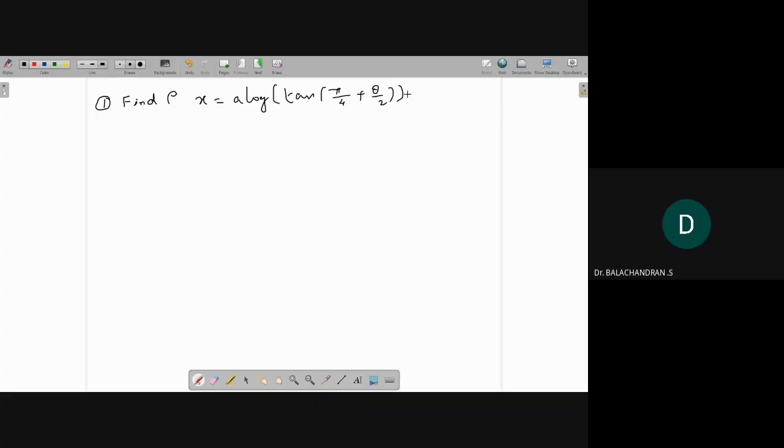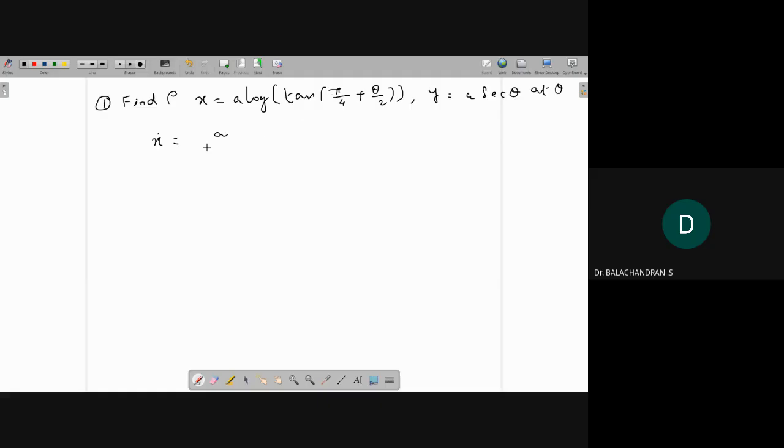and y equal to a secant theta. We need to find rho for this curve at a general point theta. Now we should find x dot. x dot equal to a log.